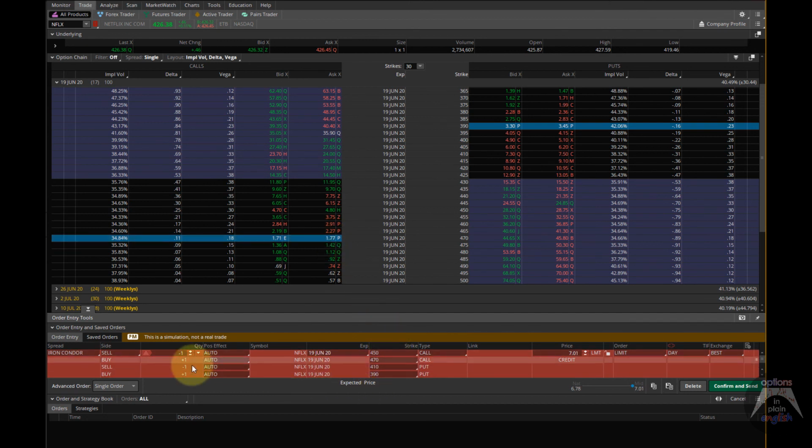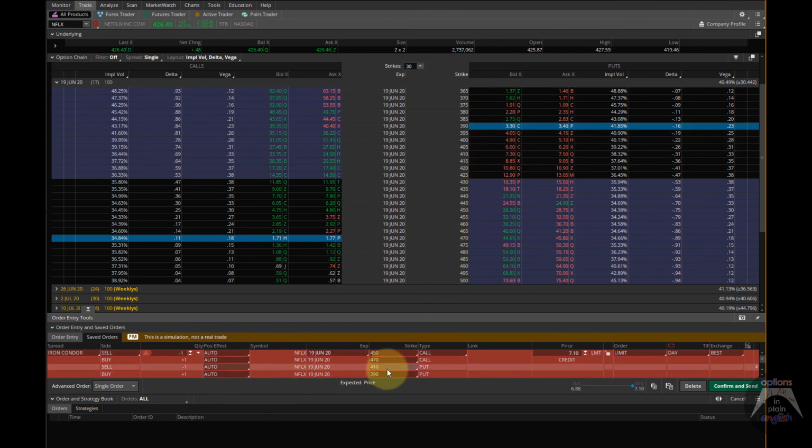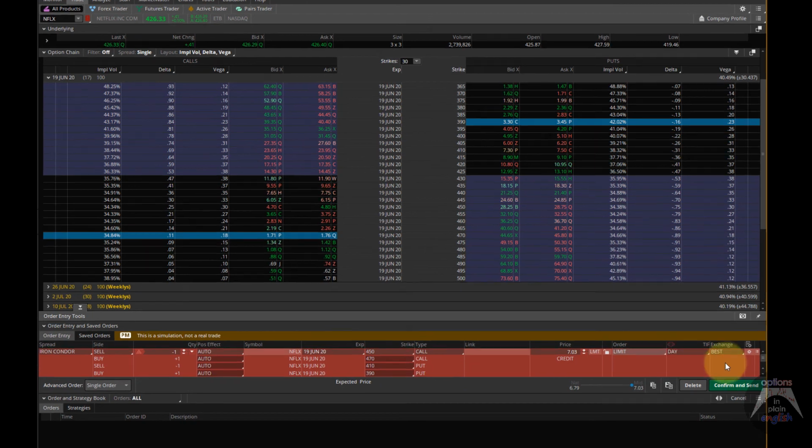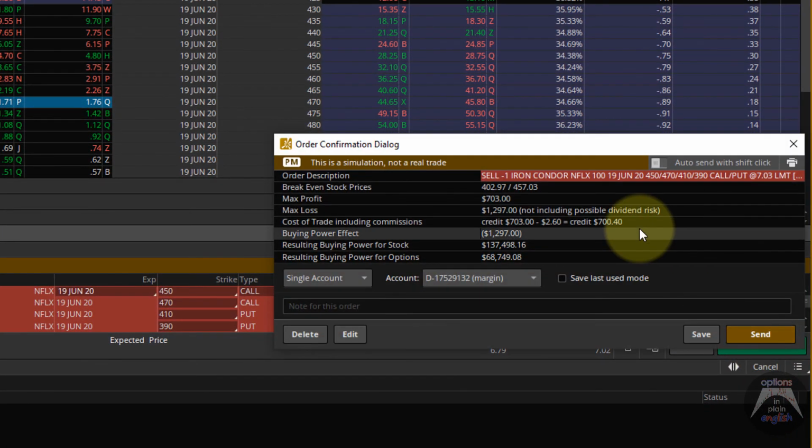Okay, there you go. So now I have an Iron Condor here, and this Iron Condor is on the call side 450, 470, and on the put side it's going to be 410, 390. Both of them are $20, okay? And I'm going to be doing that for $7. That's going to be my credit. So now I have a different structure to my trade.